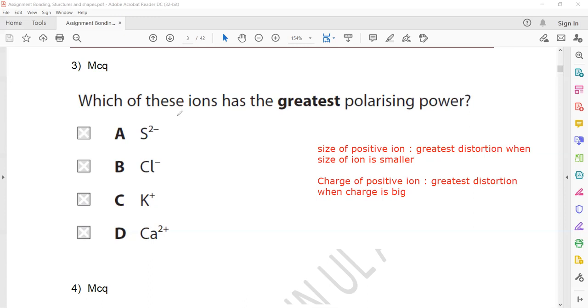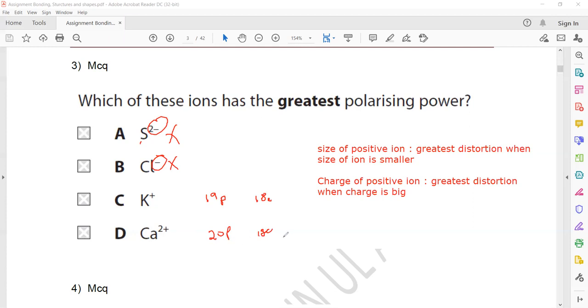So A and B cannot be an answer. Why? Because these are negatively charged. Negative ions are not able to polarize, as they repel the electron. So either potassium or calcium can be the answer. When we check potassium, it has 19 protons attracting 18 electrons. And here 20 protons are attracting 18 electrons.